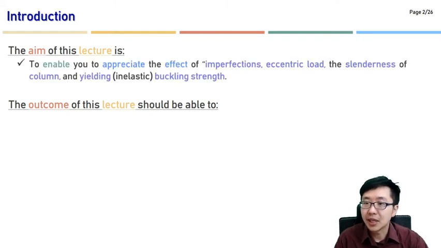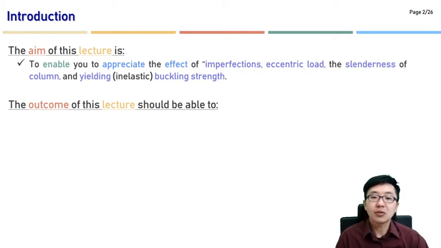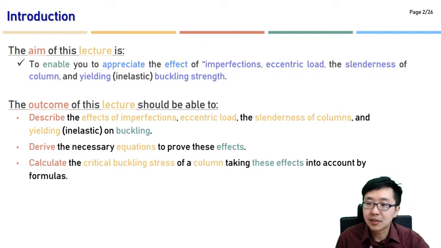So here the main objective will be the buckling strengths and how to consider all those details: imperfections, eccentric load, slenderness. But all the details you had better read in the given reading material in advance. And at the end, you should be able to calculate the critical buckling stress of our column.